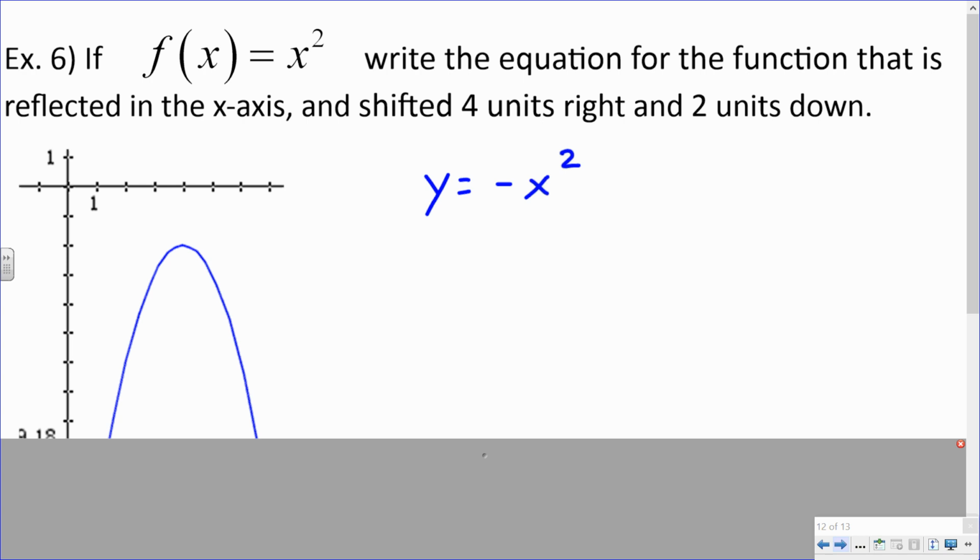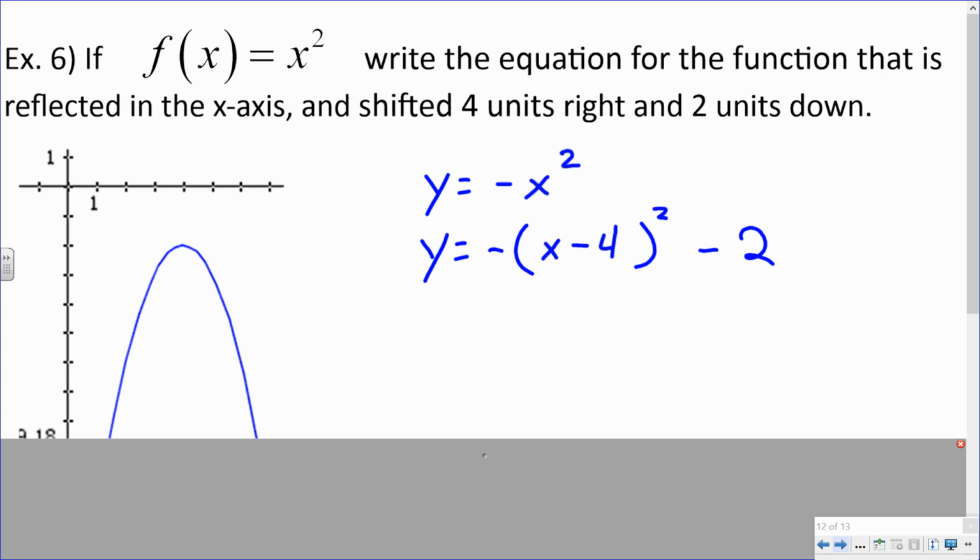If we go 4 right, that means where we had the x, we need to add, or going to the right, we need to subtract, so x -4. And then to go 2 down, we need to do a -2 on the outside. What we did last year, the minus means it opens upside down. The vertex is 4, -2.